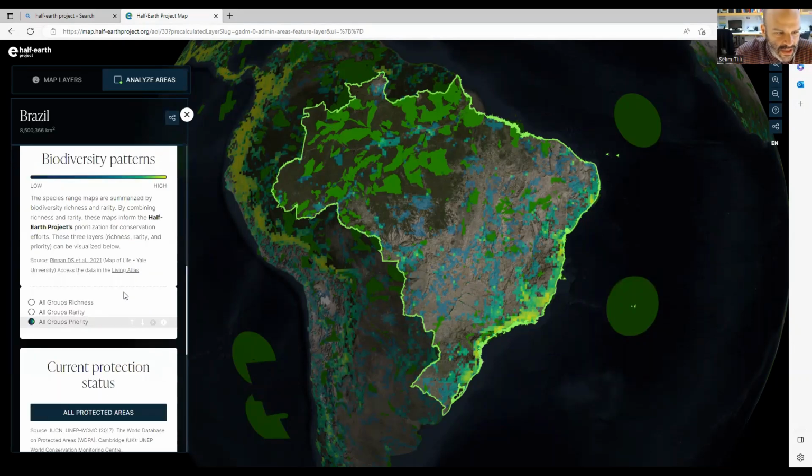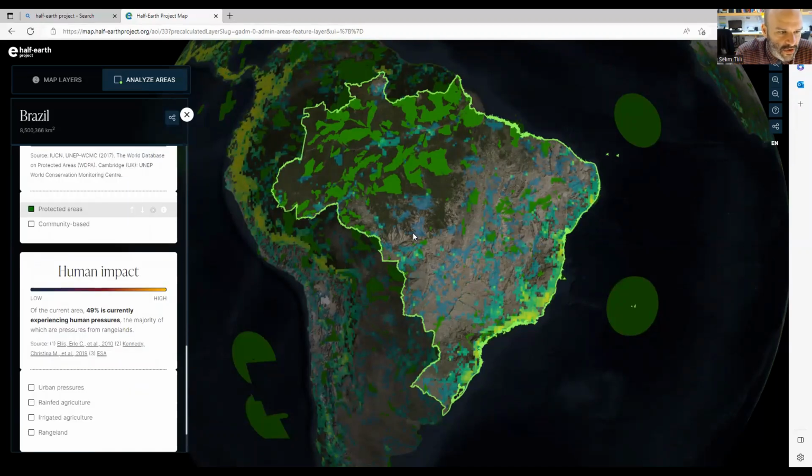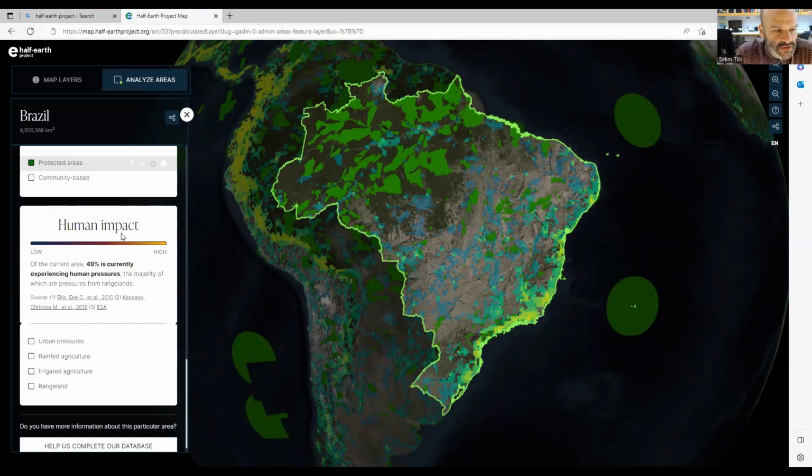And let's take a look at the country as a whole. So we're looking at the human impact. So 49% of the land mass of Brazil is facing human pressure. We can take a look and see what areas are facing the most pressure and which areas are facing less pressure, and the different kinds of pressures that the area is facing.